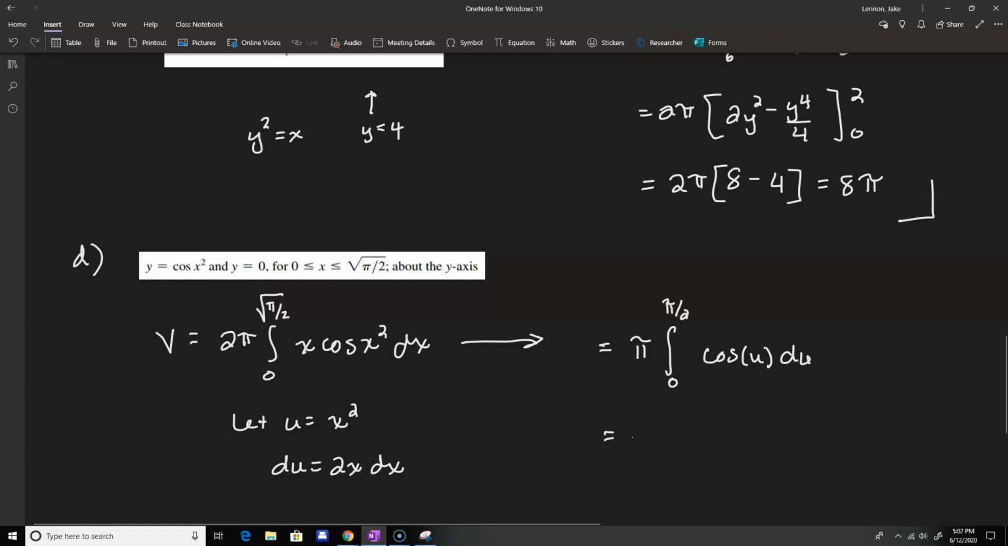And this is going to be pi times the sine of u from 0 to pi over 2. Integrating that, we know the sine of pi over 2 is just 1, so this integral just comes out to exactly pi. So that is it for this example, nothing too difficult.